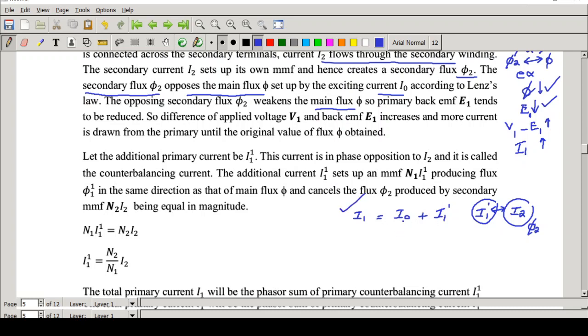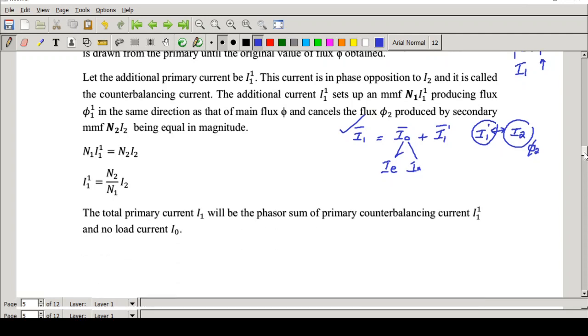And what is I0? I0 consists of two components: one is the core loss component IE and the other is a magnetizing component IM. So these are all vectors. So you have to put it something like this. Vector means it has both direction and magnitude. You cannot just add it; vector addition has to be used. Okay. So finally, the total primary current I1 will be the phasor sum of I1 dash and no load current I0.